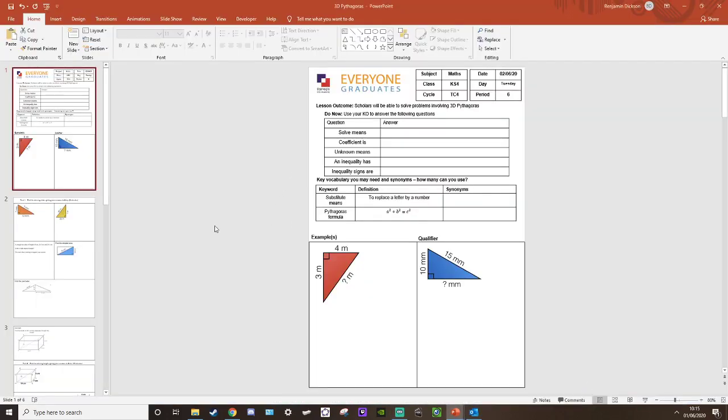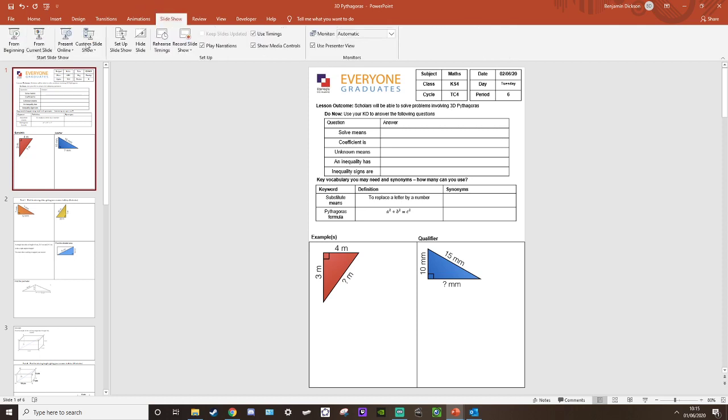Okay, so now we're looking at problems involving 3D Pythagoras today. So this is going to be harder, but I know that you can do it based on the work done yesterday. So again, we've got our do now questions.